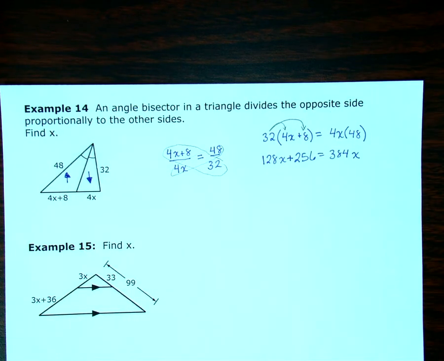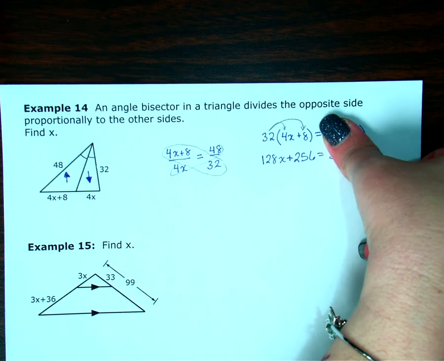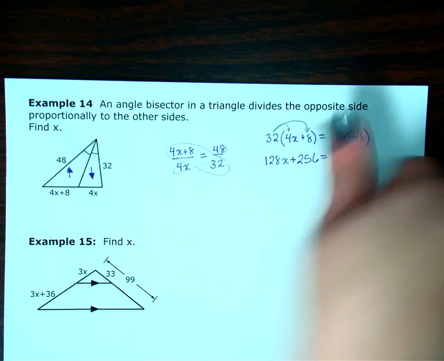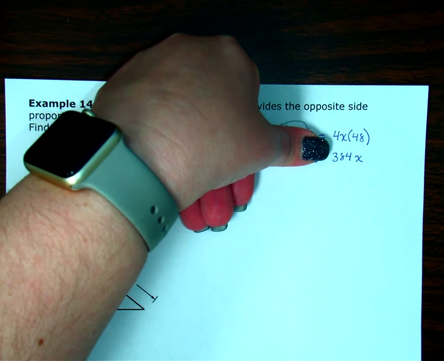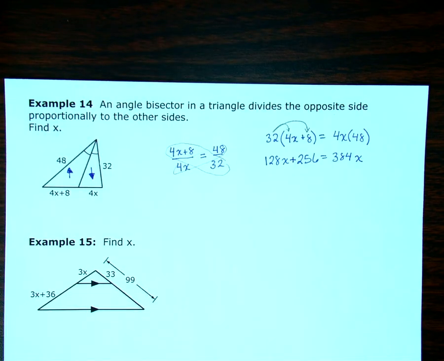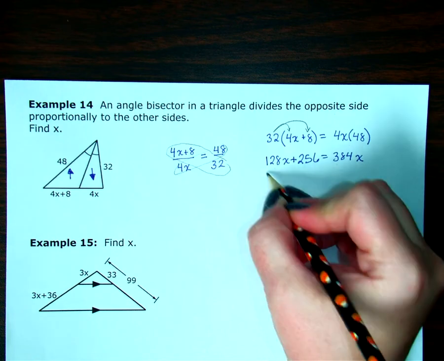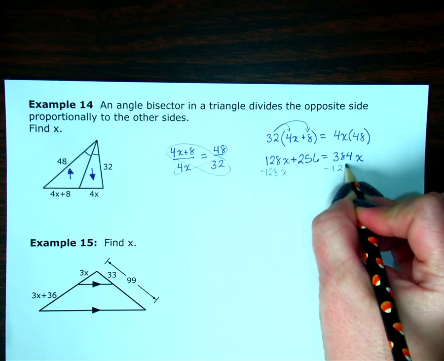And then we think about combining like terms, but remember that happens on one side of the equals. On the left side, I cannot combine those two. One has an x, the other doesn't. On the right side of my equation, I just have the one term, the 384x, so there's nothing to combine there. Now I want to get all my x's together. I like to move my smaller x towards my bigger x. So 128 is definitely smaller than 384, so I'm going to subtract 128x on both sides.